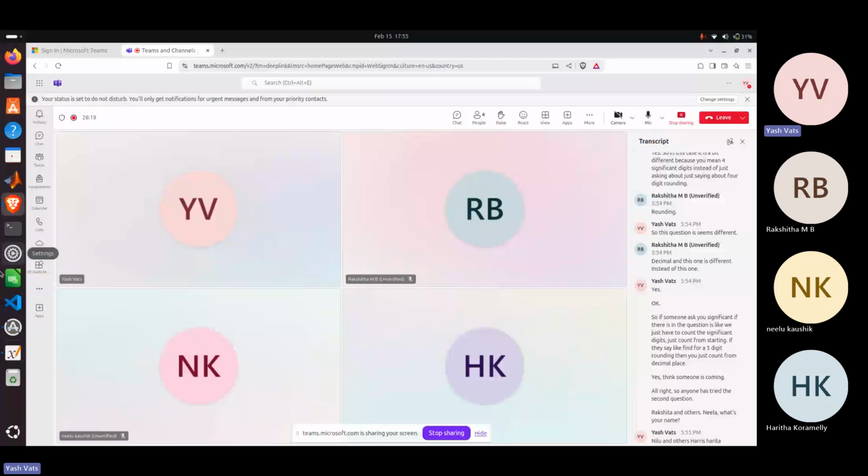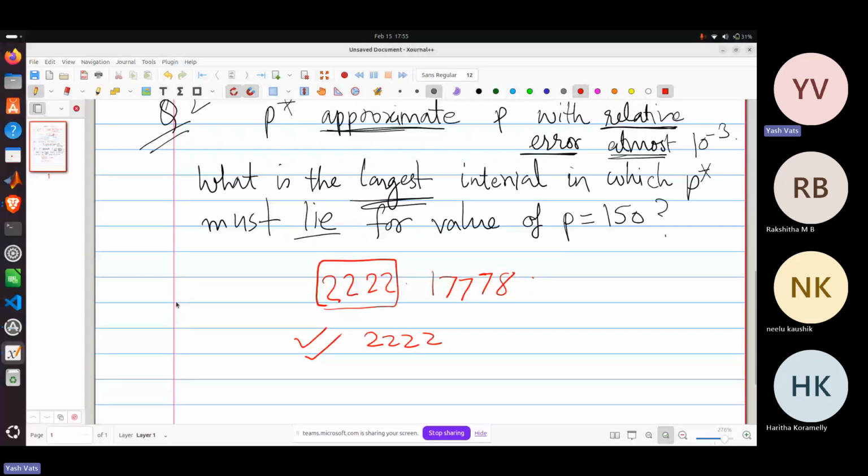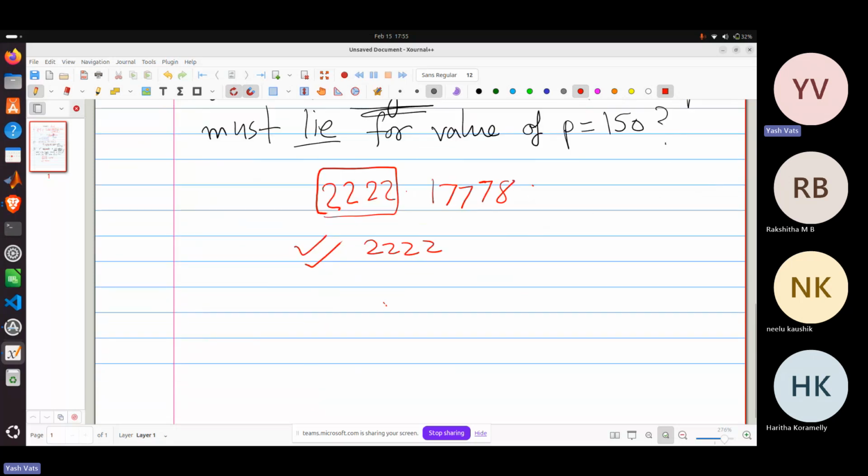So if you have tried the second question, it's easy. P star is just an approximation of P, with relative error at most 10 to the power minus 3. The relative error between P star and P can't exceed 10 to the power minus 3. Mathematically, the absolute value of P star minus P divided by P should be less than or equal to 10 to the power minus 3. This is the relative error definition that you have already seen before.